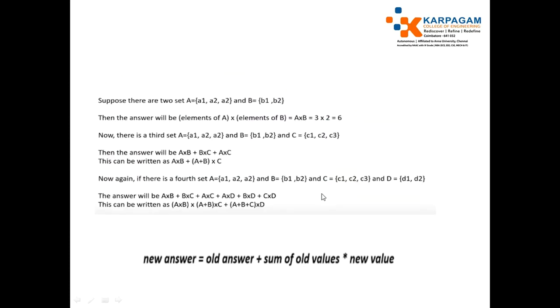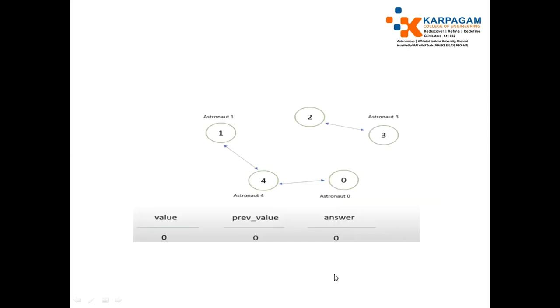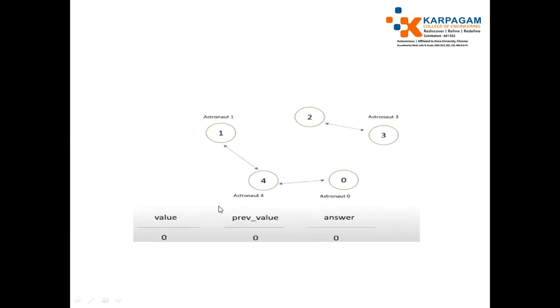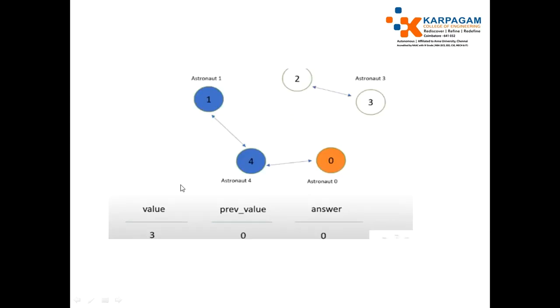As I told you, according to the pattern, old answer plus sum of old values into new value has been done here. So I am accumulating my answer and updating my previous value. At the end of my first connected graph, my answer remains 0, whereas my previous value will be assigned as 3. Initially the value is 1 once I explore this node, now it is 2, and this is 3.